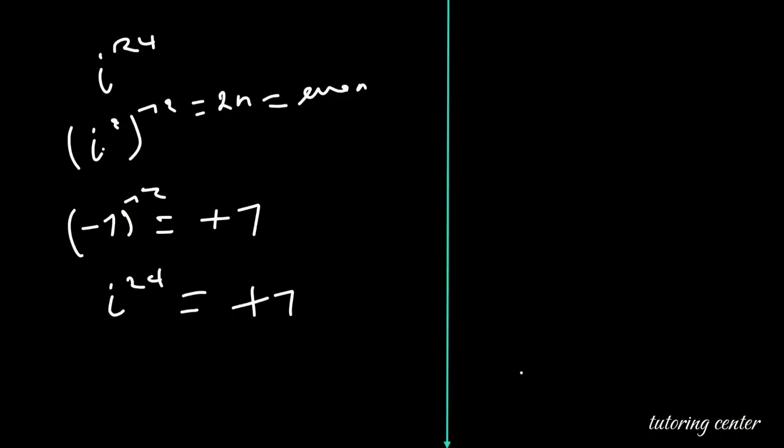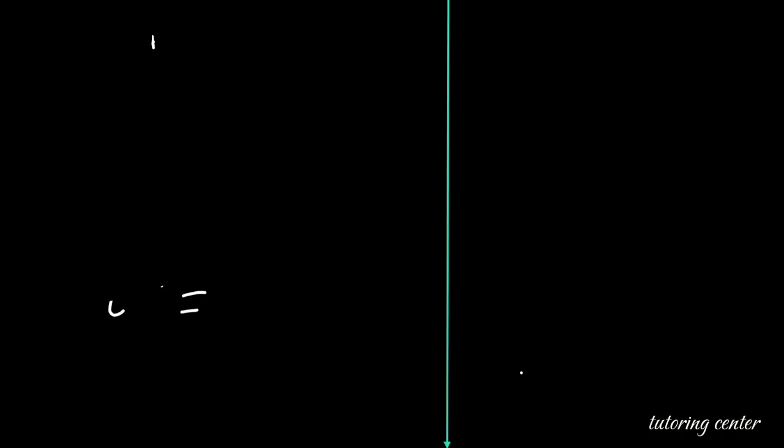Having done with that, let's look now at odd powers of i. So let's take i to the power 3. Let's start with a small number and we can even move on. It doesn't matter how big the index is.